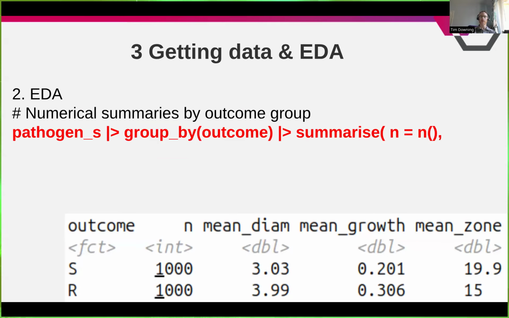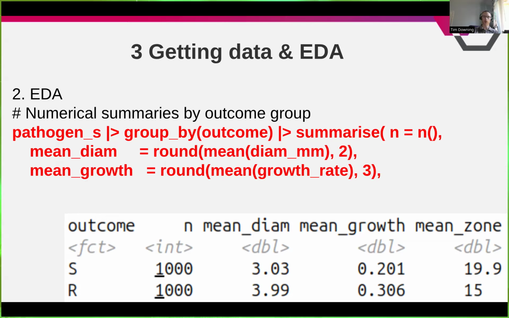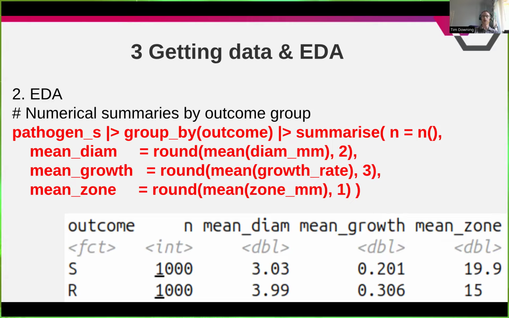We can use this data then to perform numerical summaries by outcome group using dplyr, where we pipe the pathogens table to group by the outcome. So that's the outcome is either S, susceptible, R for resistant, and summarize it. That means we'll have the mean diameter is one metric that we can extract from this data. Another is the mean growth rate. Another is the mean zone.